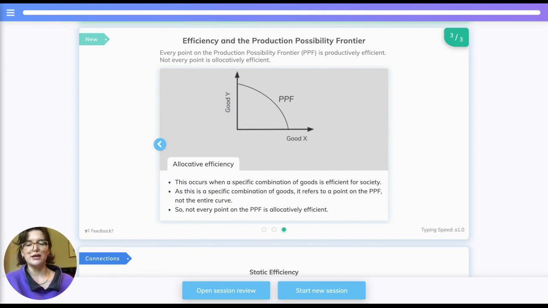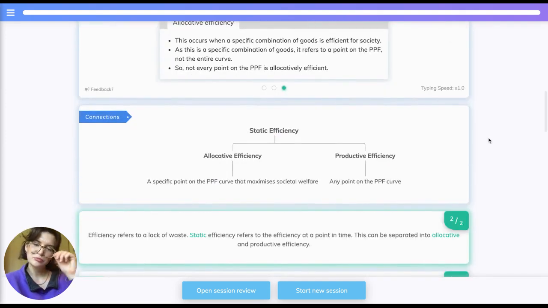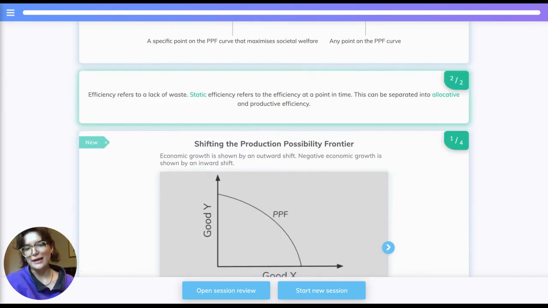Allocative efficiency occurs when a specific combination of goods is efficient for society. As this is a specific combination of goods, it refers to a point on the PPF curve, but not the entire curve. Therefore, not every point on the PPF is allocatively efficient. So if we break down static efficiency into its two components, we have allocative and productive efficiency. Productive efficiency could be any point on the curve, whereas allocative efficiency is one specific point. And efficiency itself refers to a lack of waste.